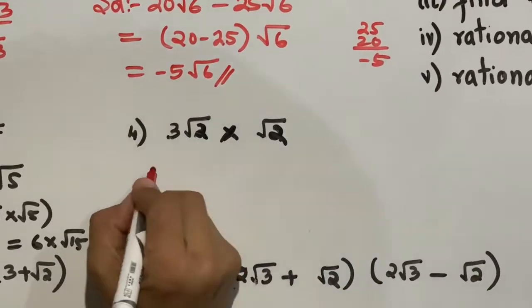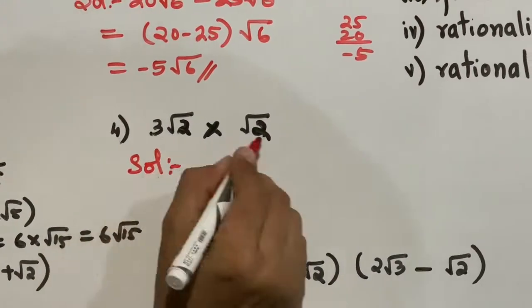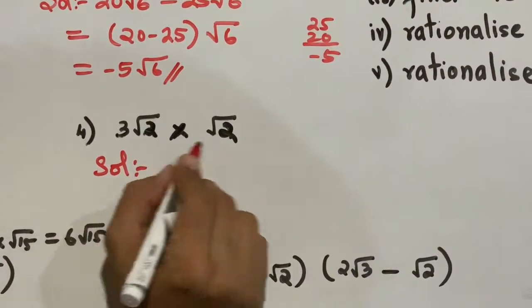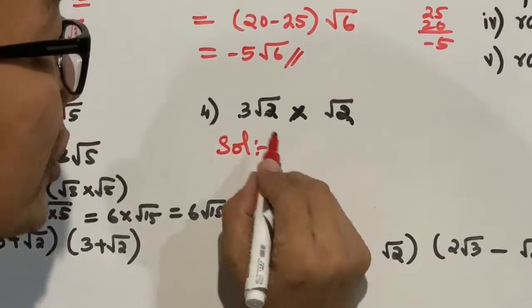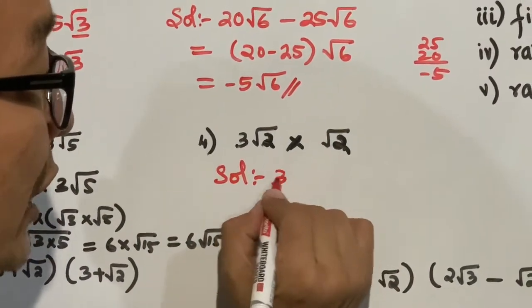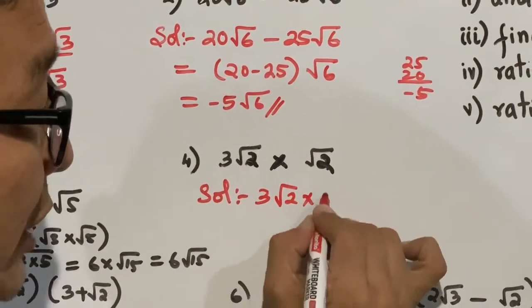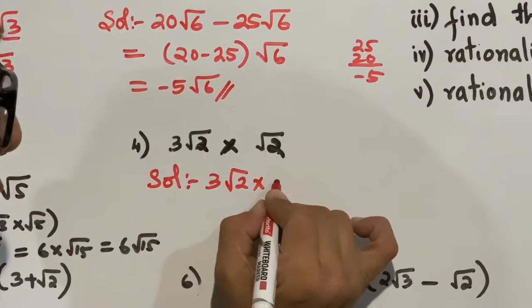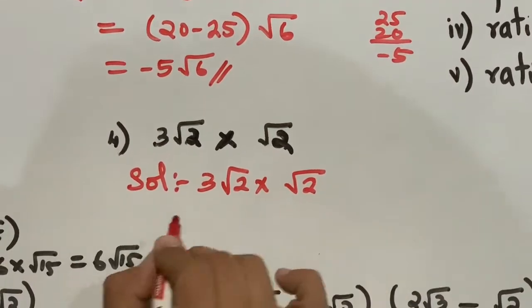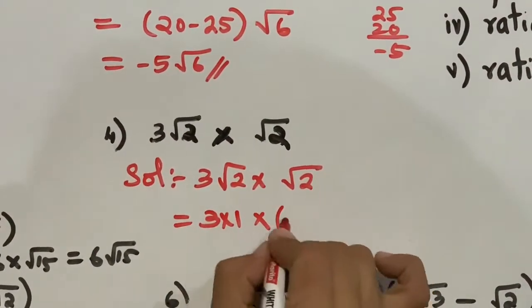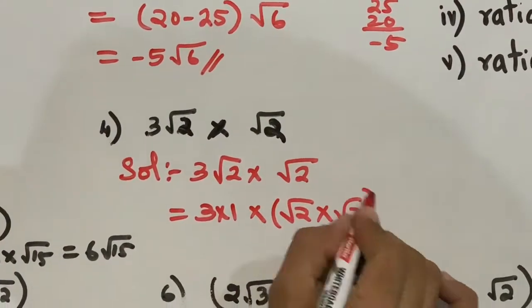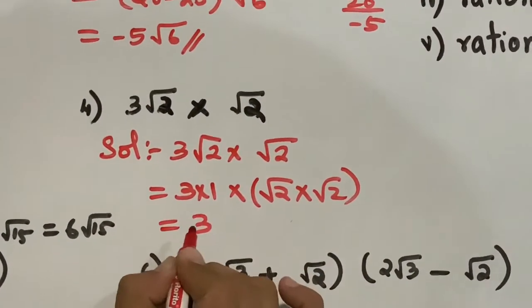Solution: to multiply some of the root numbers, you need to multiply the numbers. Okay, see, try to read. 3 and 1: you need 3 root 2 times, still a number, a rational number. So there you have root 2. So 3 and 1 you multiply, so root 2 times root 2, square root 2.